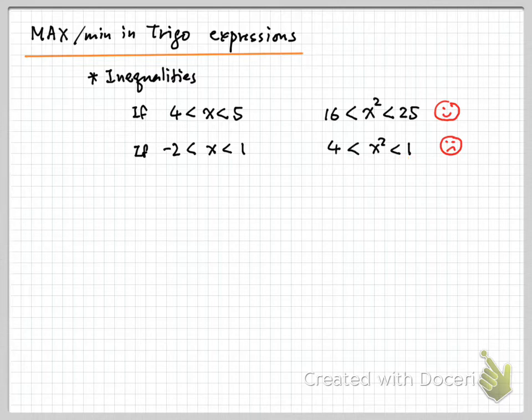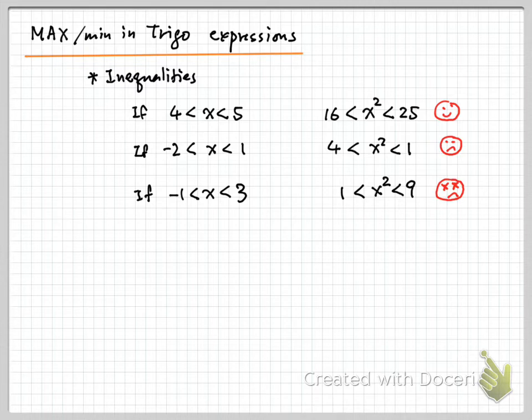Furthermore, what if x is lying between 3 and minus 1? So how about x squared? Once again, you take the square. x squared will be lying between 3 squared, which is 9, and minus 1 squared, which is 1. Now, it looks fine, but in fact it is wrong. We cannot do this.